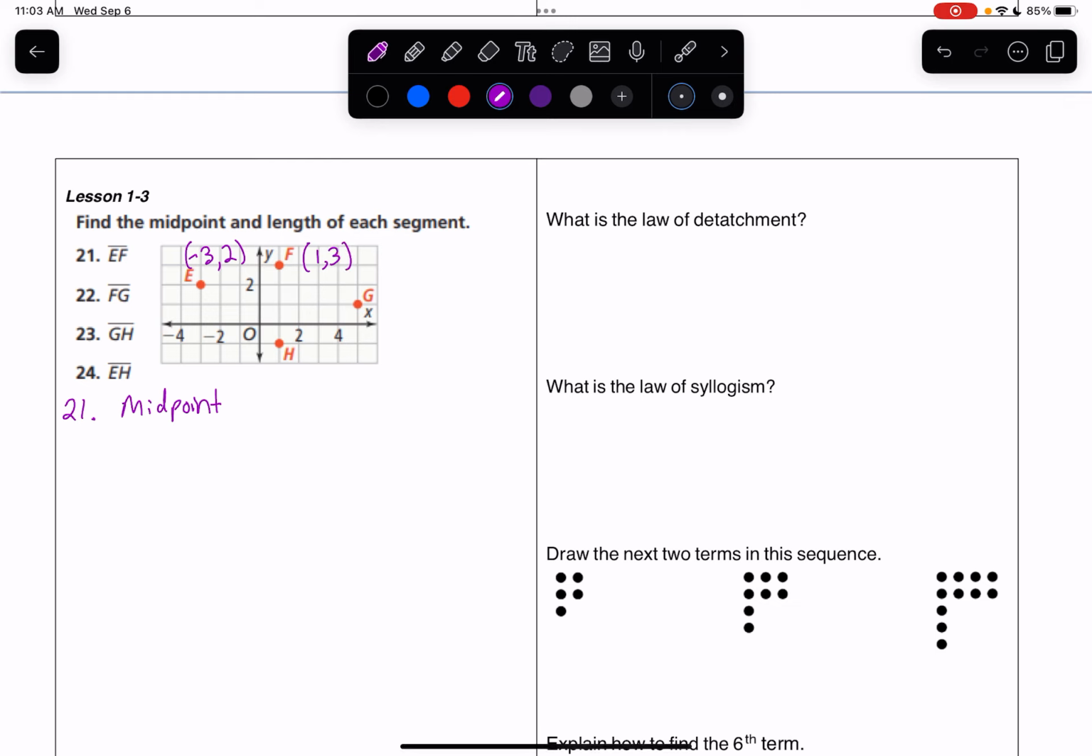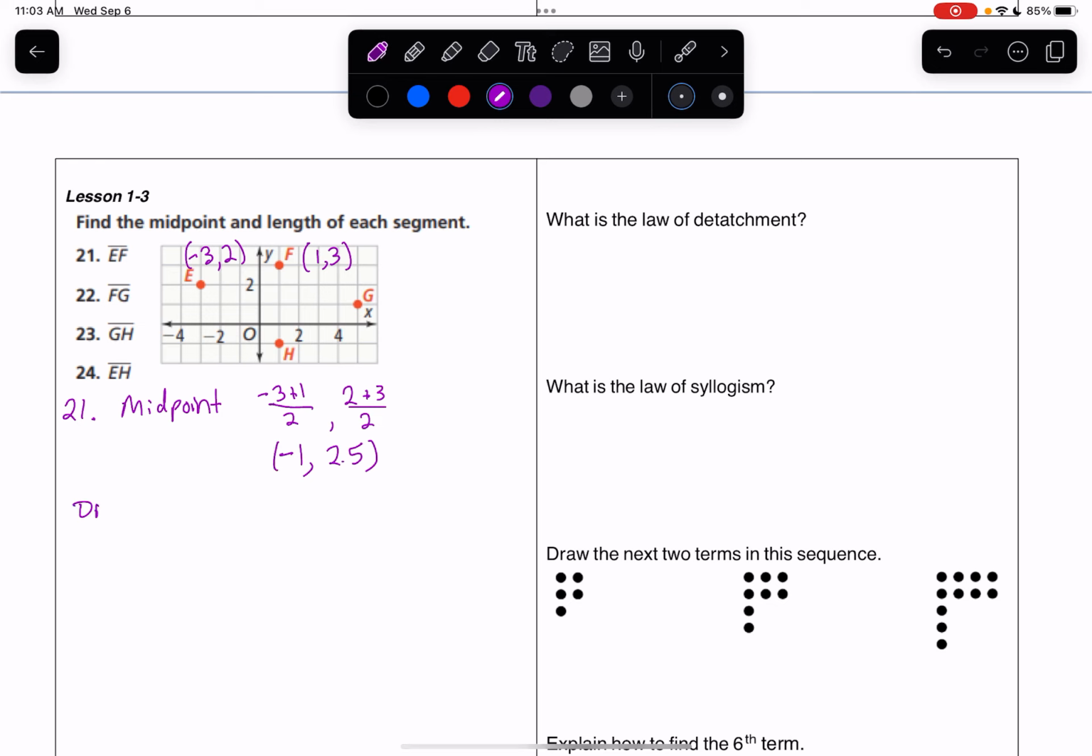So then we can go ahead and we can say, all right, the midpoint between those means I'm going to add the x's together, negative 3 plus 1, divide them by 2, and add the y's together, 2 plus 3, and divide them by 2. And so what I end up with is negative 2 over 2, which is negative 1, and 5 over 2, which is 2.5. So the midpoint is negative 1, 2.5.